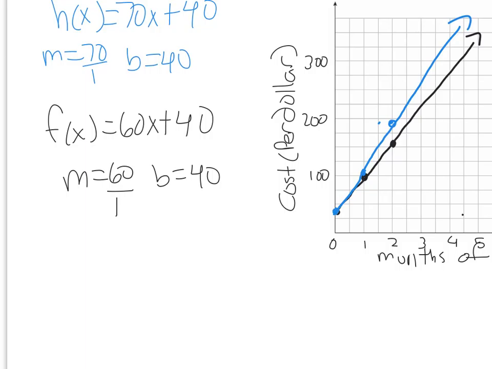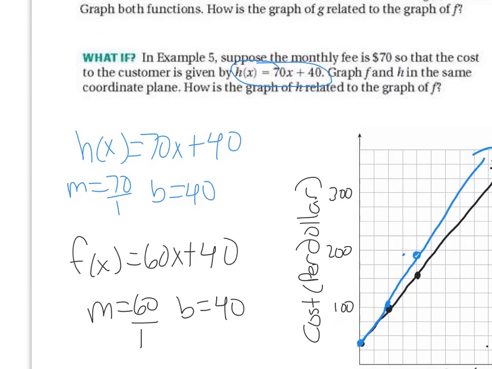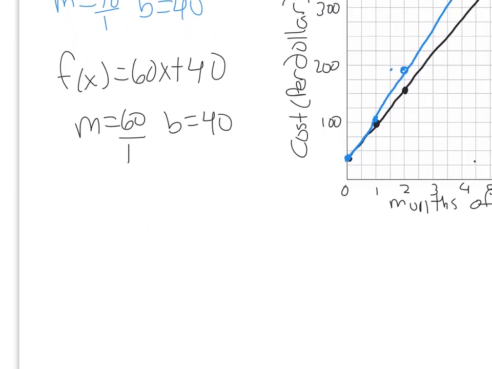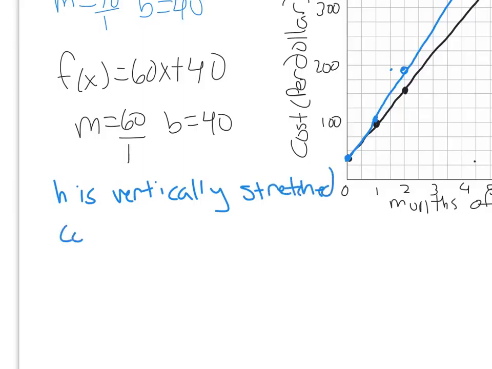Okay, so let's go back. What was it asking us to do? It says, how is the graph h related to the graph f? Well, h is vertically stretched compared to f. Okay? We'll see you guys in class.